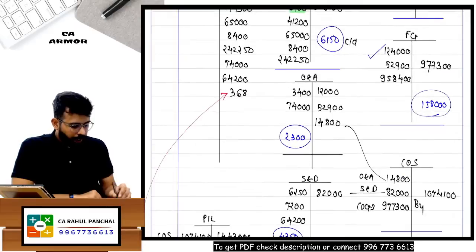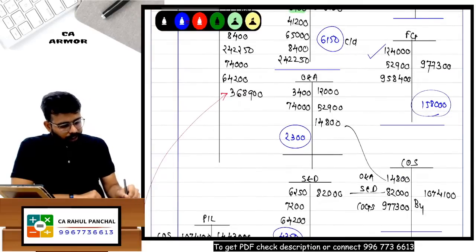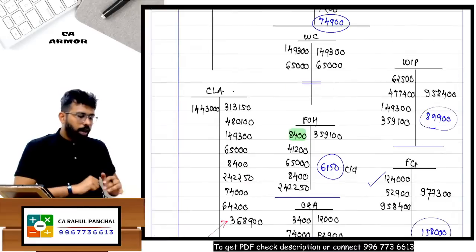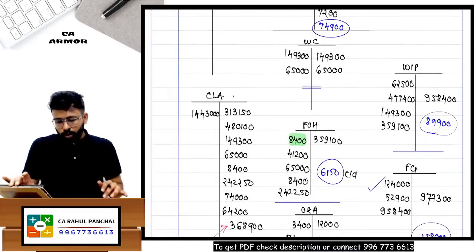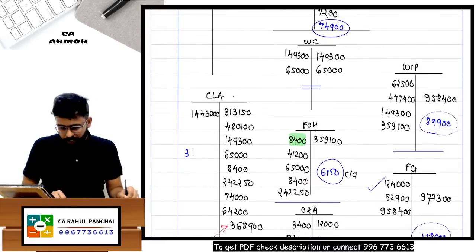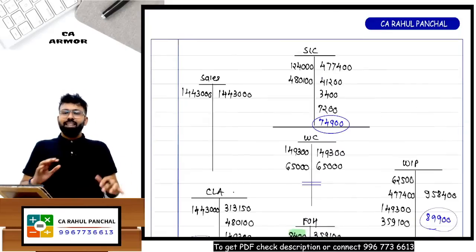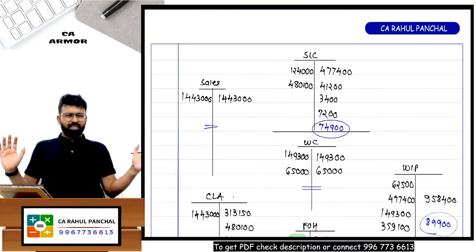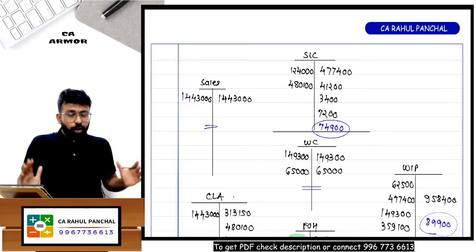368,900. And lastly, you're gonna close your CLA account, and once you close this, you will be having balancing figure 322,300. So that is gonna be the thing. That is how you're gonna close, and sales account will tally as such. There is no problem with that. I hope you understood the structure.